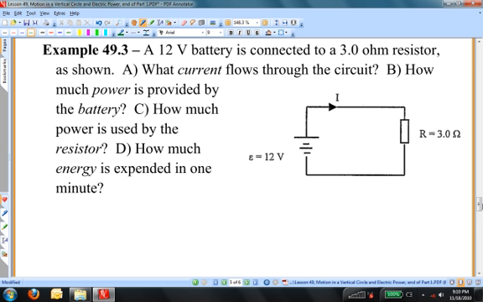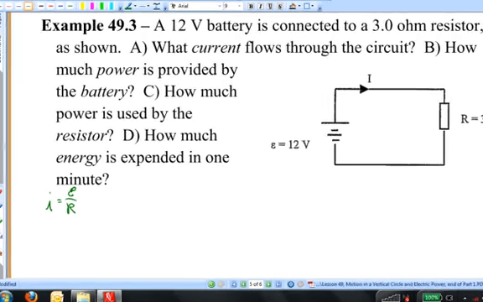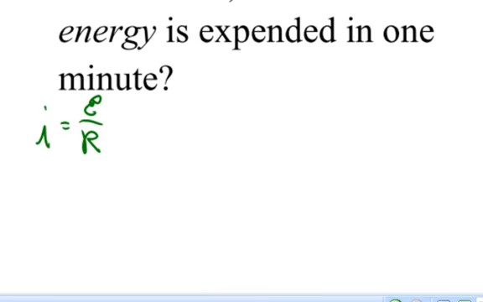Let's do part A. How much current flows through the circuit? Well, we know what the voltage is. It's 12 volts. And we know what the resistance is. It's 3 ohms. We can apply Ohm's law to figure out the current. Now, I've written Ohm's law in terms of EMF instead of in terms of V. So I is equal to E over R. And now I put in the numbers. E is 12 volts, R is 3 ohms. I'm going to get a current of 4 amperes from this.